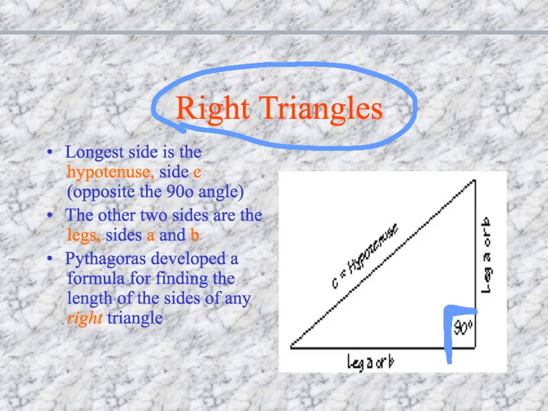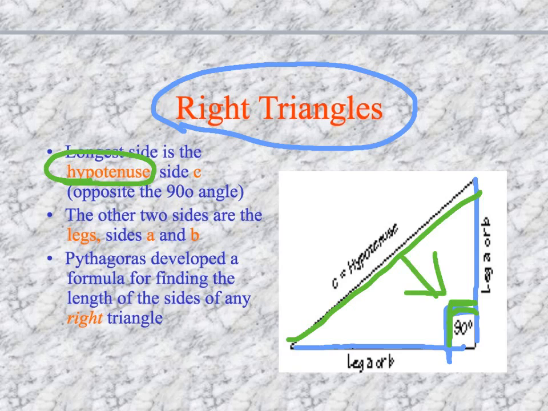Alright, so we need to know the names for the sides of a triangle. We've got the legs. There are always two legs. They're going to be the shorter sides of the triangle, and they come together and meet at the right angle right here. And then we've got the longest side, that's called the hypotenuse. And this is how you spell it right there. Hypotenuse. And it's always right across from the right angle. It will always be the longest side.